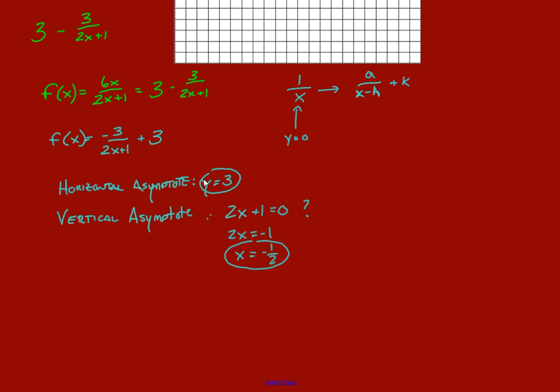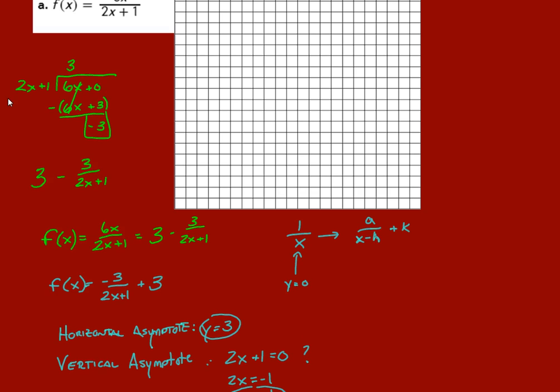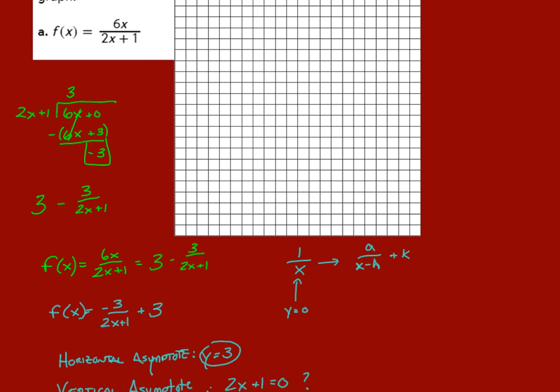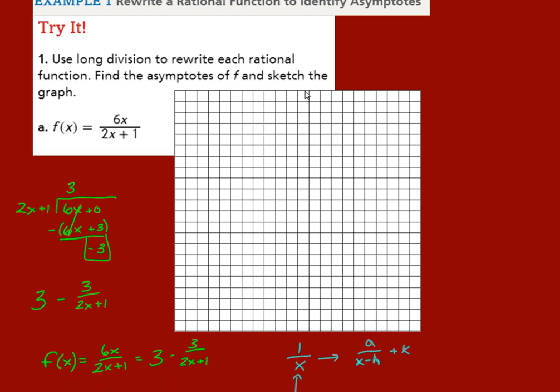Horizontal asymptote, vertical asymptote. And now we graph, and it's going to be the reciprocal function times 3. We can't forget to do it times 3. So when we draw this, I'm going to draw in my grid lines now.